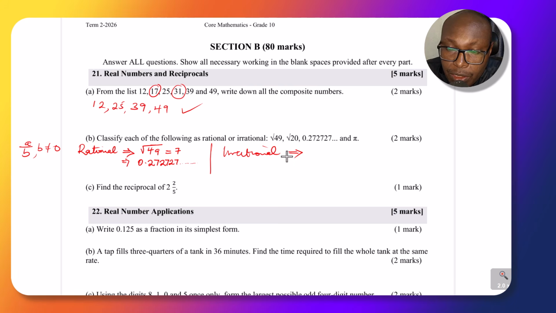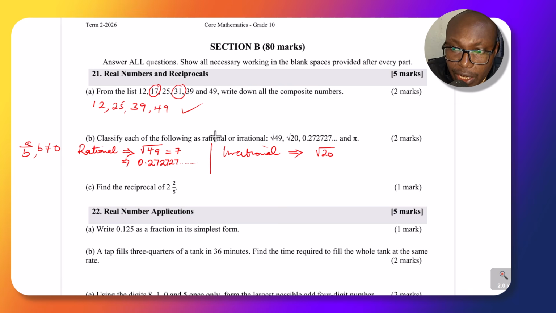Then we can categorize the irrational numbers. Irrational numbers are those numbers that cannot be expressed in the form a over b. The first one is root of 20. When you actually get the root of this, you'll find that it will not terminate, and it is not repeating. So it is non-terminating and non-repeating, so that one is an irrational number.